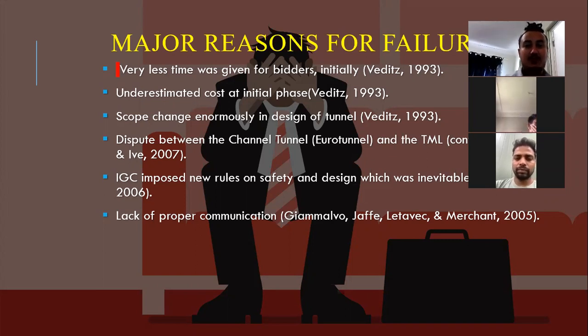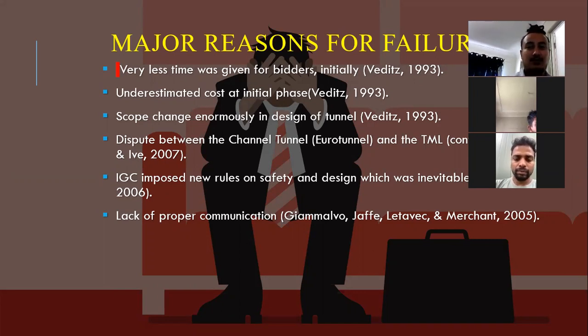Similarly, while the project was undergoing, there were several scope changes which led to overrun in the project. Furthermore, there were disputes between Eurotunnel and TML, which was the contracting company. And again, there was the IGC, which imposed several rules on safety and design, which was inevitable because the scope changes caused them to add a ventilator and different kinds of safety features. For example, the doors were expanded from 6 millimeter to 7 millimeter, and several other issues.